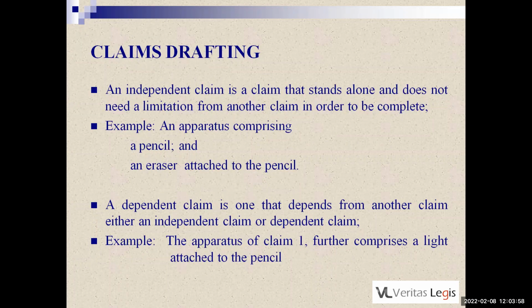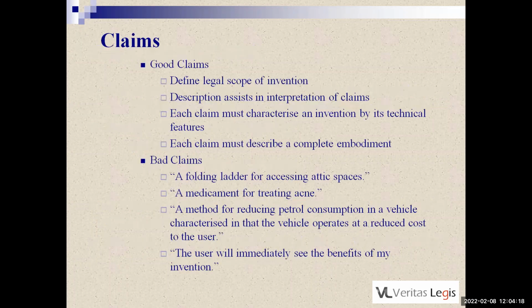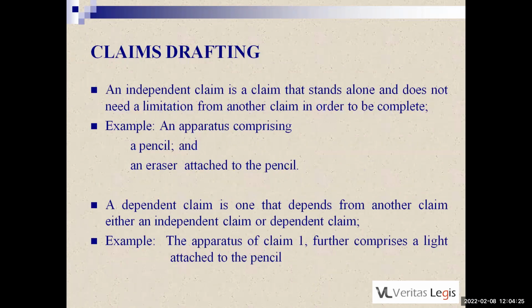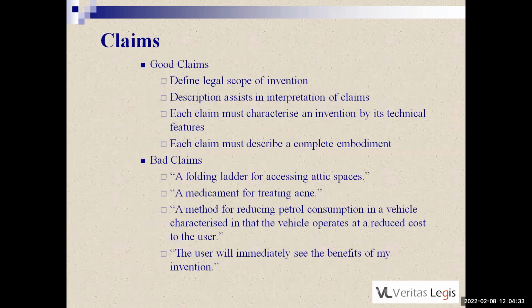But a dependent claim will state that it depends from another claim. That is, an independent claim, or it may depend on some other dependent claim. For example, the apparatus of claim 1 further comprising a light attached to the pencil. So the light can be attached to the pencil. Next slide.